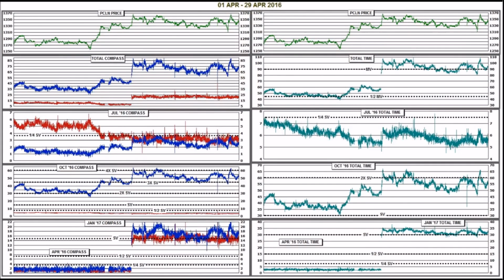So this up move you see in Pcln takes July to its 1 to 1 finishing time value. And then if you look ahead to October, what do we see? We can see that October has come up too high, right there in the October total time to the right, second chart up from the bottom. And now we already know in advance that as we come online into October, Pcln will have to come down.